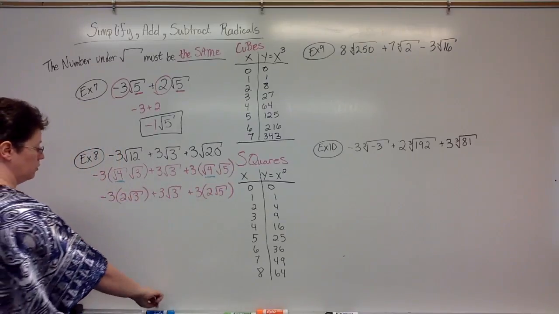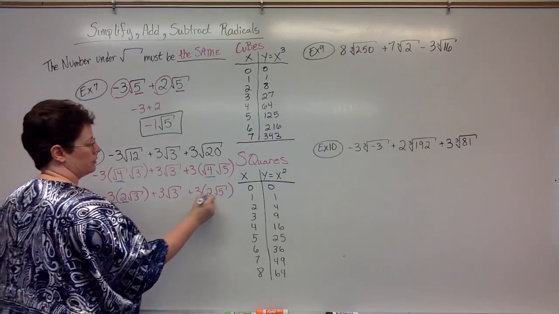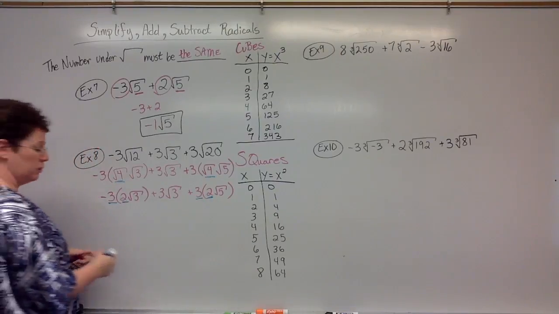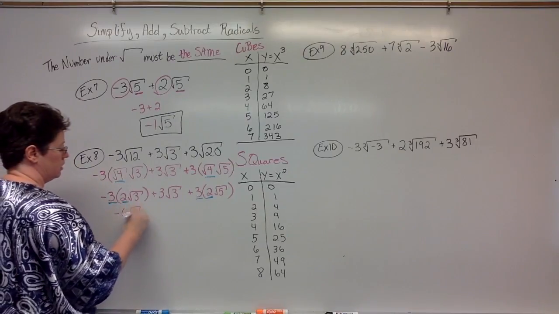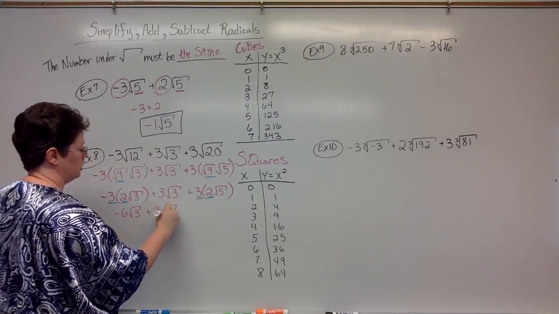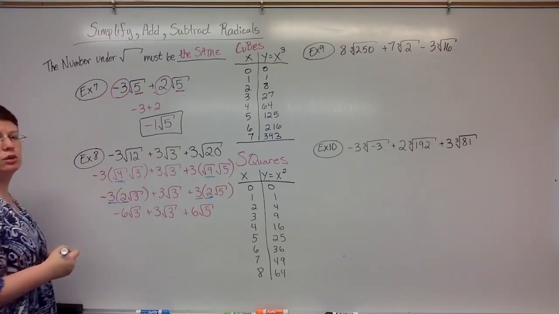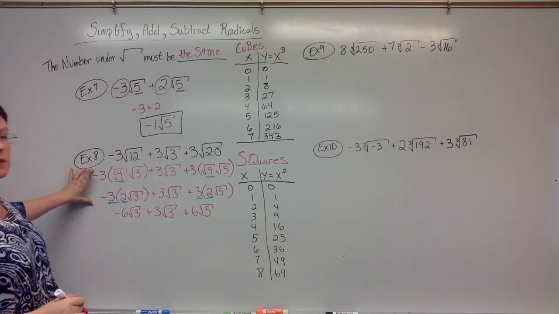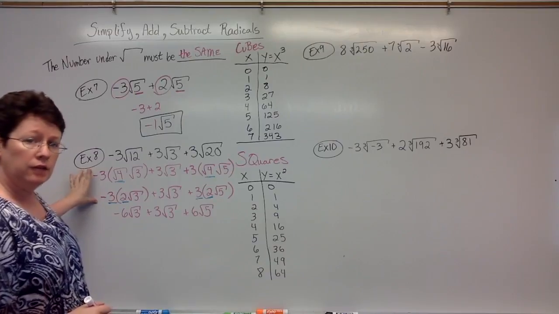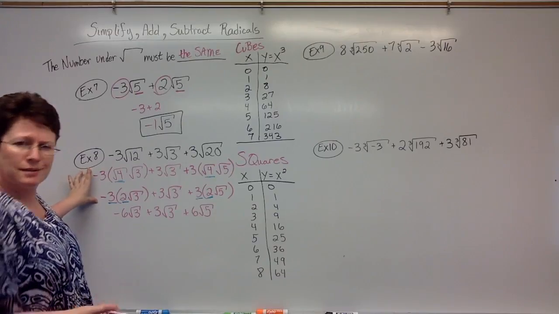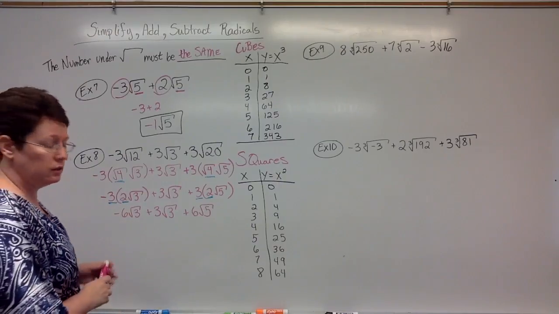Okay, when you multiply, you're only doing the outside numbers, right? We're only doing the outsides. So this becomes negative 6 square root 3 plus 3 square root 3 plus 6 square root 5. Yes, you could have skipped steps. You could have done the second 2 steps in your head. All of it in your head, okay? And if you're comfortable doing that and you're not going to make mistakes, go for it. Just double check yourself, okay?